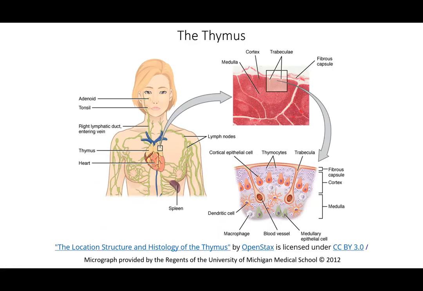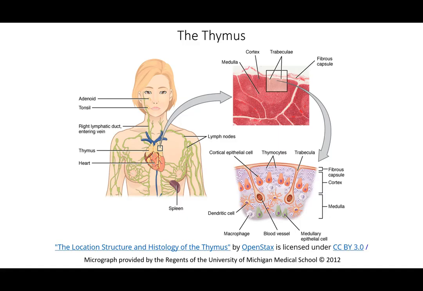Our other primary organ of the lymphatic system is again the thymus. This is a bilobed organ found in a small space between the sternum and aorta of the heart. Like I mentioned in a previous video, this is the site where T lymphocytes are going to finish maturing. So they'll start out in that red bone marrow and then migrate to the thymus to finish maturing.